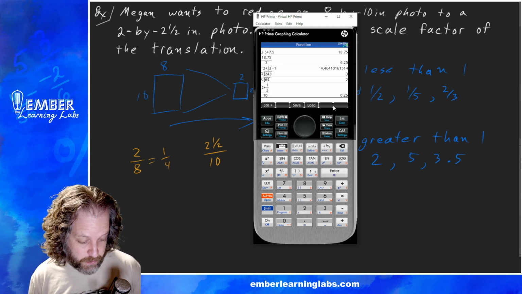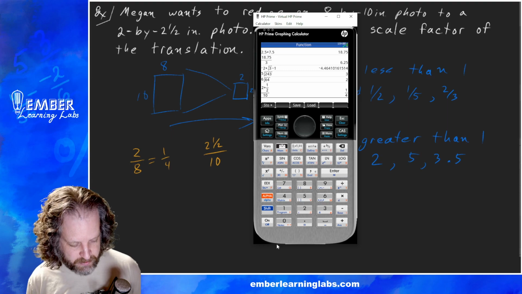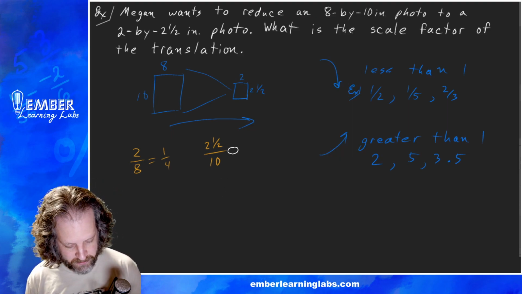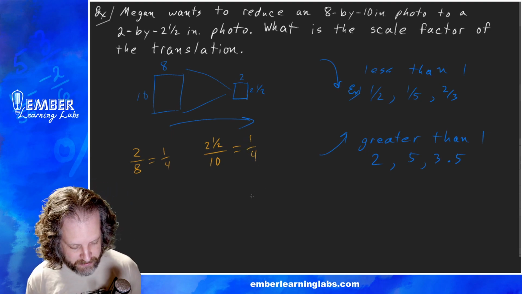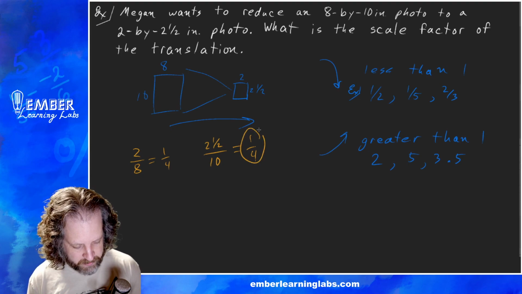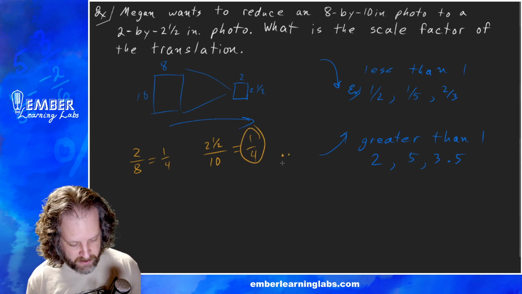So we get 0.25, which is 1/4, right? So back to where we were, this also equals 1/4, which means, lo and behold, our scale factor is in fact 1/4, and we are finished.